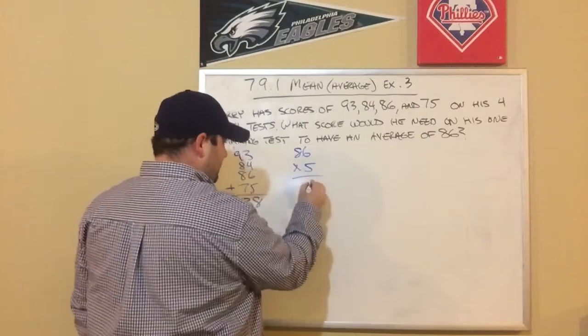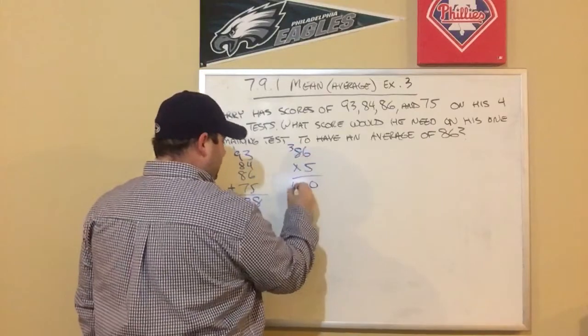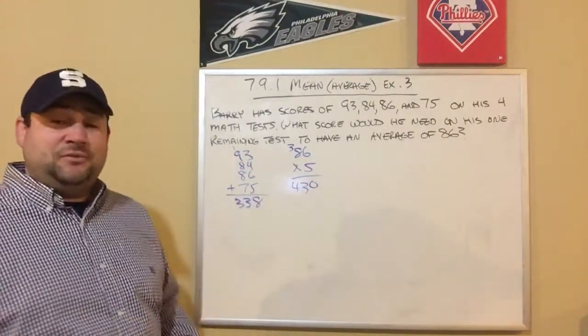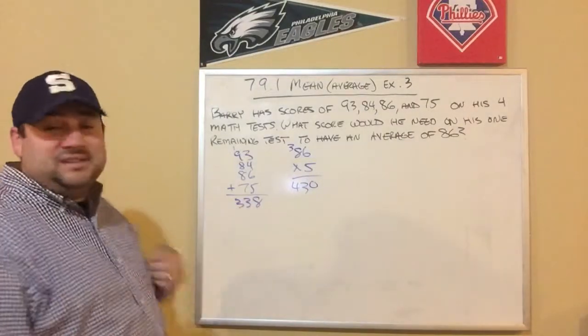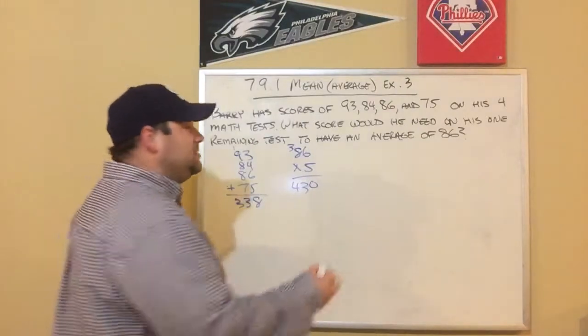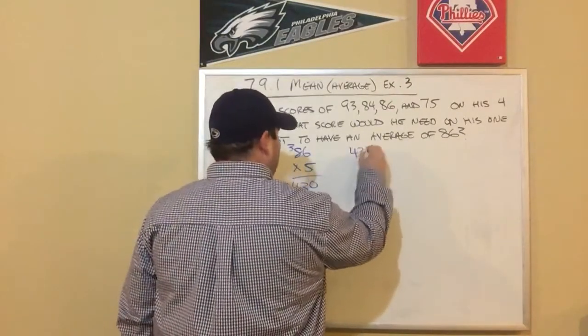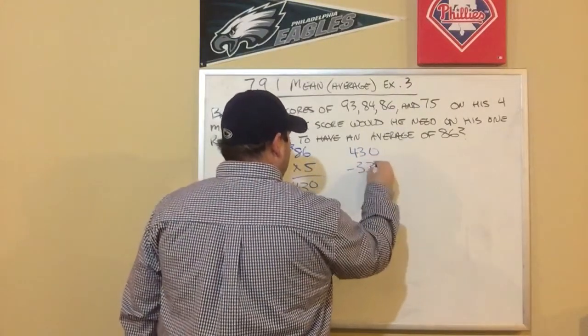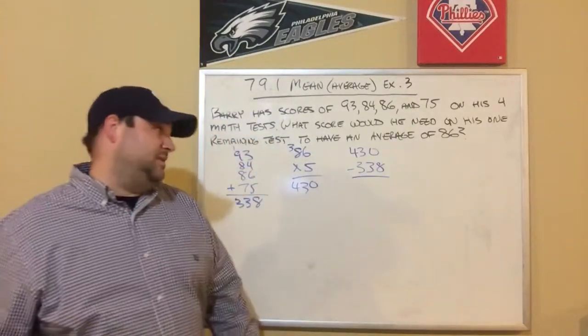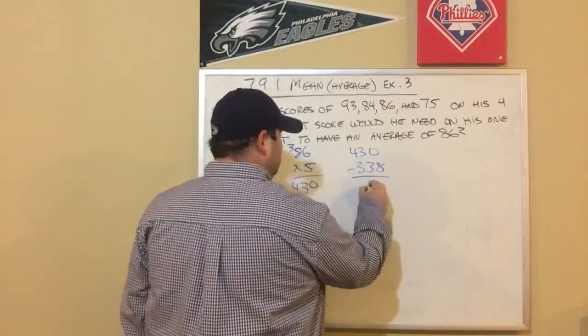I'm just going to do this. 430. So I figure out that his 5 tests need to add up to 430. I know his 4 tests added up to 338. So all I have to do is subtract those 2 numbers, and that tells me what that 5th test needs to be. So 430 minus 338. Do that subtraction. I believe that's going to be 92.